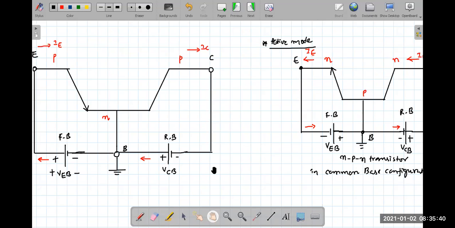Got the point? So here I request you not to be rigid on the notation. VEB or VBE means the potential difference across the base and emitter terminals. VCB means the potential difference across the collector and base terminals.